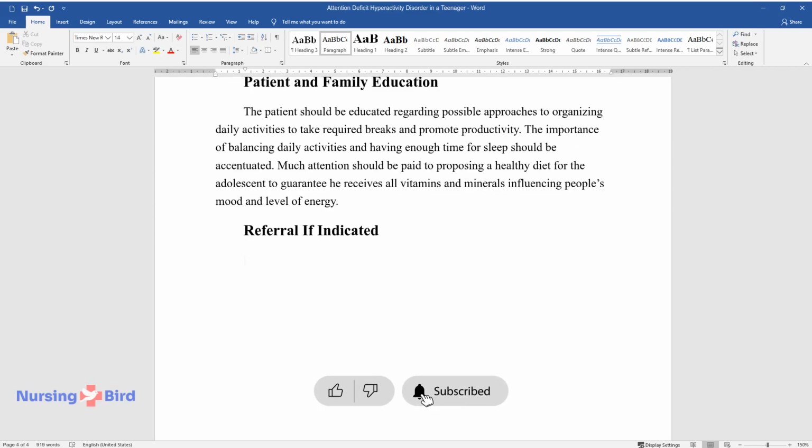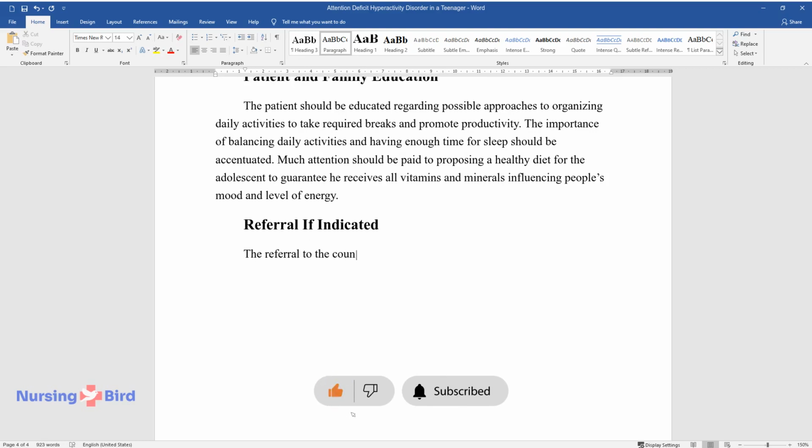Referral if indicated. The referral to the counselor is required for the patient to visit CBT sessions.